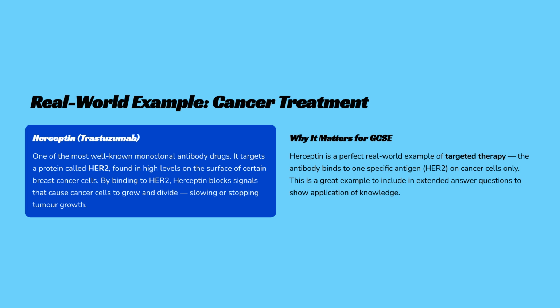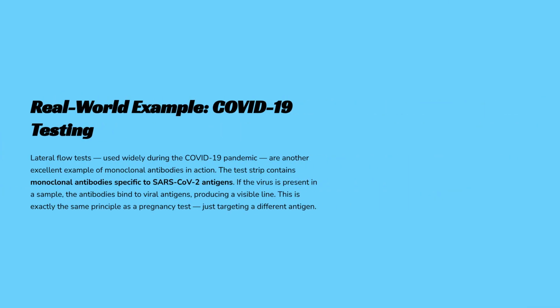Let's look at a real-world example: cancer treatment. Herceptin is a well-known monoclonal antibody drug that targets a specific protein called HER2, which is found on certain breast cancer cells. By binding to HER2, Herceptin blocks signals that cause cancer cells to grow, effectively slowing or stopping tumor growth.